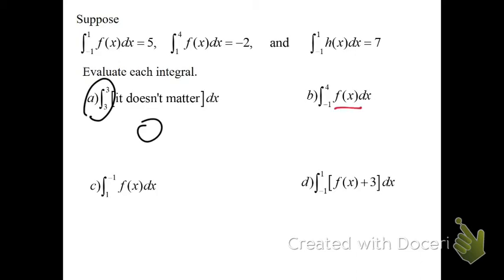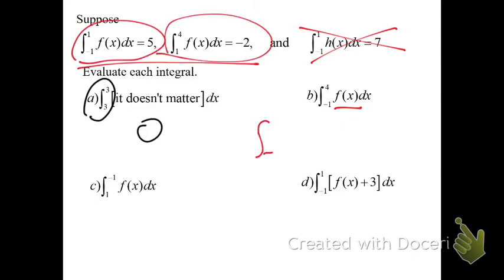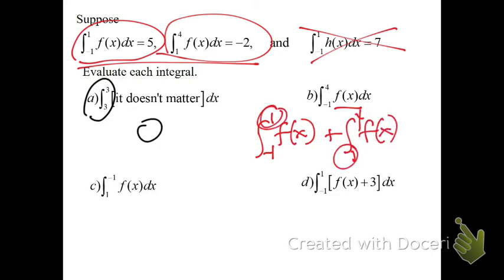Okay, f of x, there are no h of x questions, so I don't even need that. Don't let that confuse you. All right, we're going from -1 to 4, but we don't have -1 to 4 in either of these. We have -1 to 1, and we have 1 to 4. Well, the integral from -1 to 1 plus the integral from 1 to 4, because this one ends where this one begins, is going to be the same as this. So it's just 5 plus -2, or 3. Now, if you don't remember why, you can add like that.